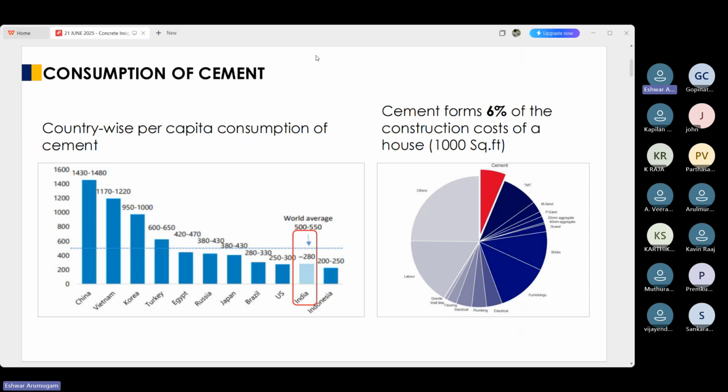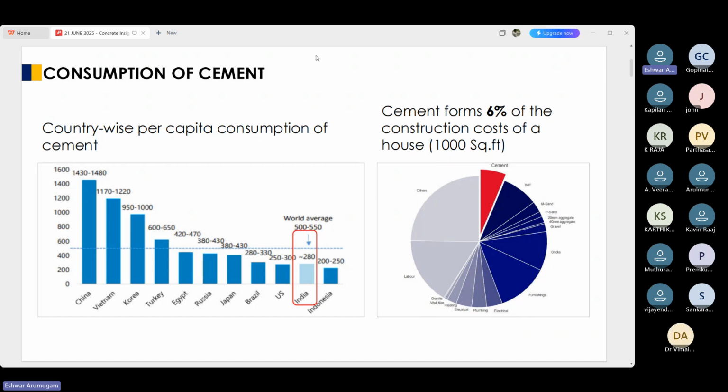So if we look at India and its country-wise per capita consumption of cement, we are way below the global average. The global average is around 500 to 550 kgs per person, and India is about 200 kgs per person. China, on the other end, consumes about 1,500 kilos per person.